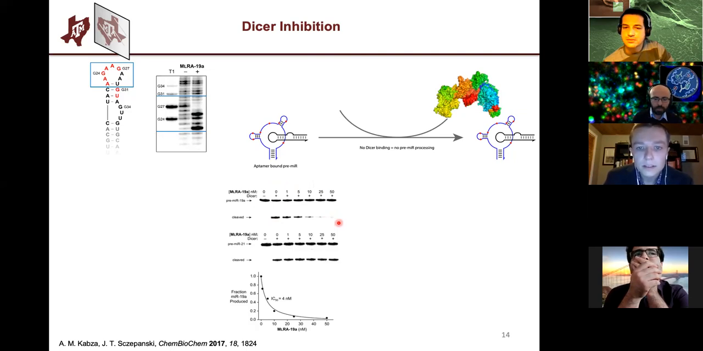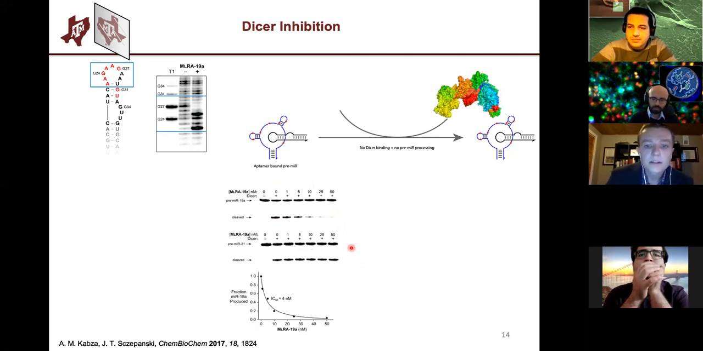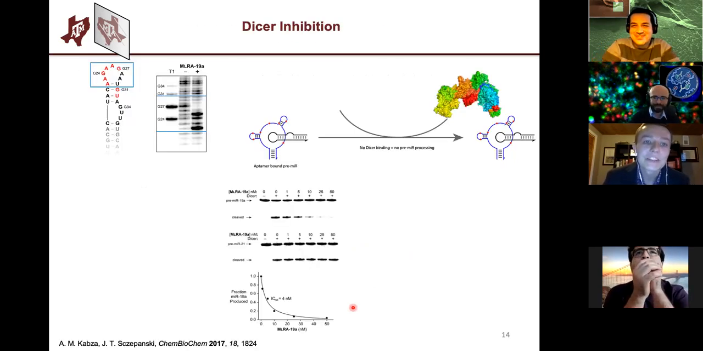nanomolar of aptamer concentration. And I repeated the same experiment against precursor microRNA 21, which is another precursor microRNA processed by dicer, and at no concentration of aptamer did any of the inhibitions change. So we calculated an IC50 of 4 nanomolar, which is obviously quite good. And I believe that was pretty much the end of the whole paper. That's what we published on.